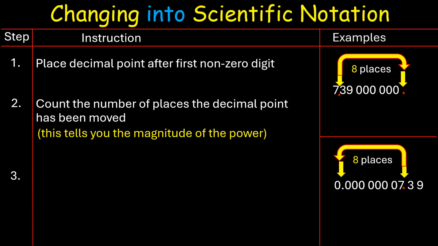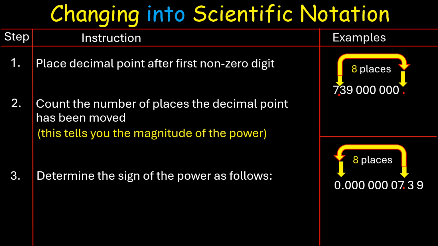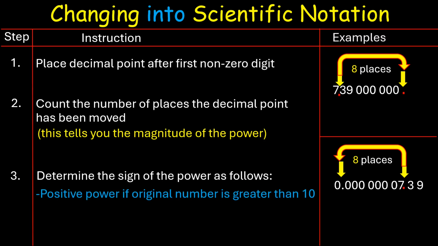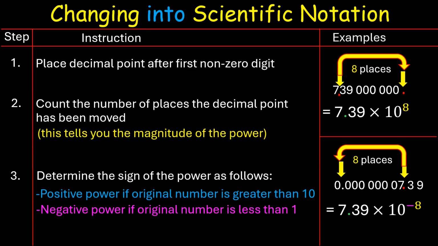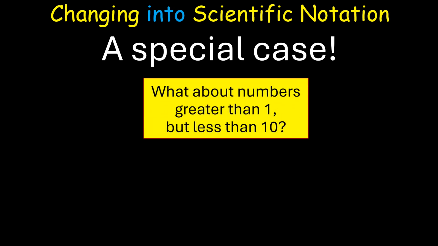In both our examples, we have moved 8 places, to the left in the first one and to the right in the second. To determine the sign of the power, simply look at the original number. If it was greater than 10, the power is positive. If it was less than 1, the power is negative. There is one case our summary doesn't cover, when the number is less than 10 but not less than 1.